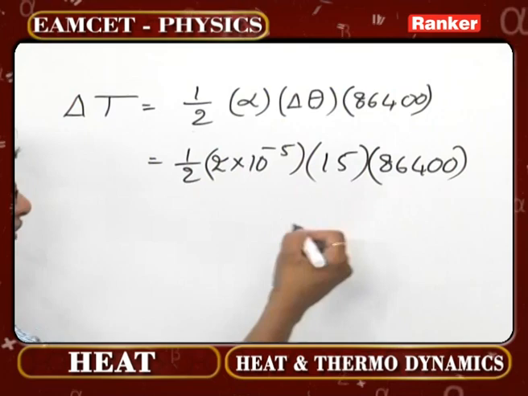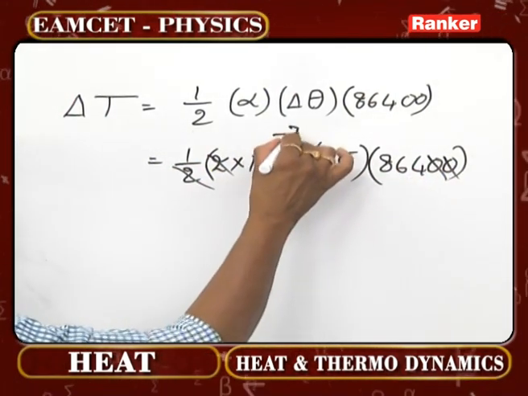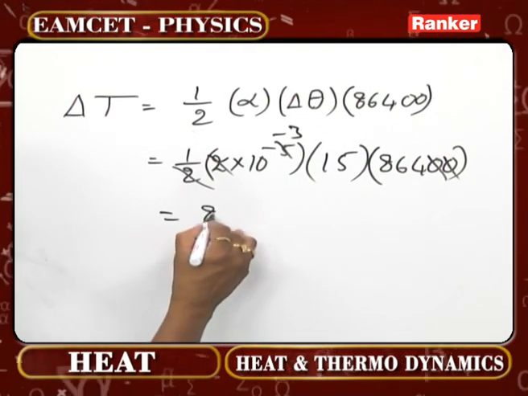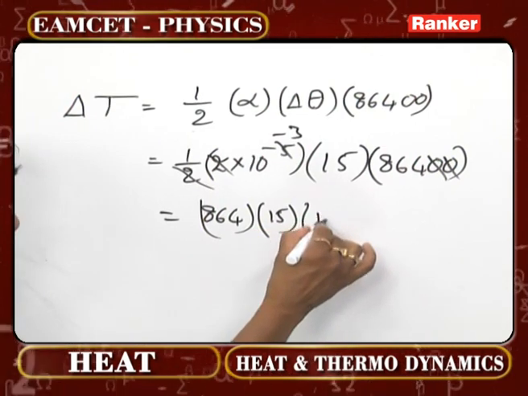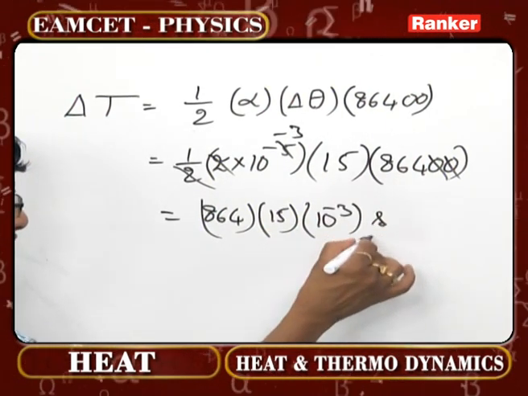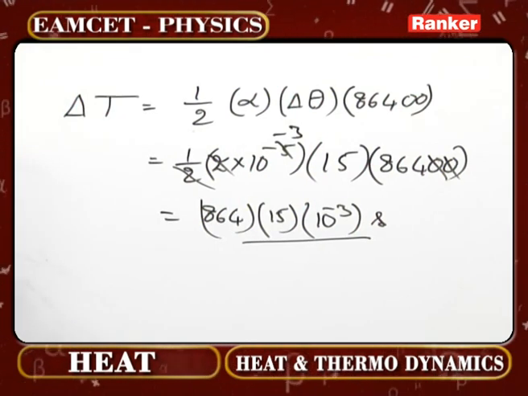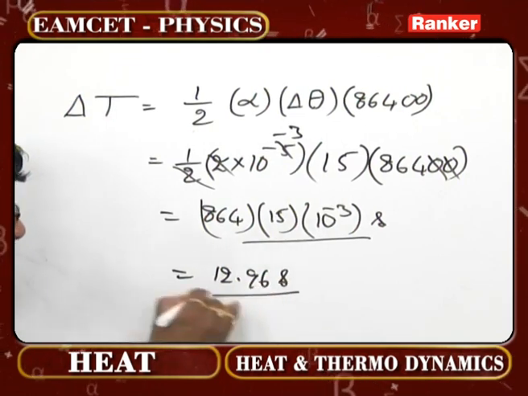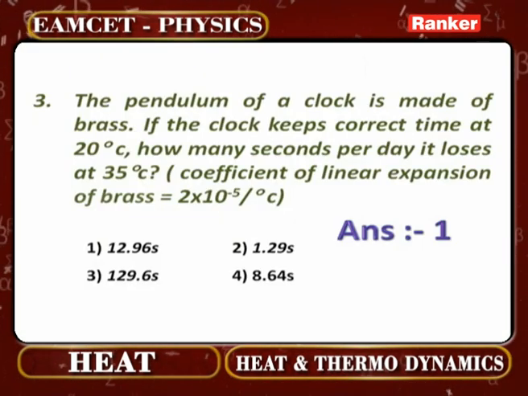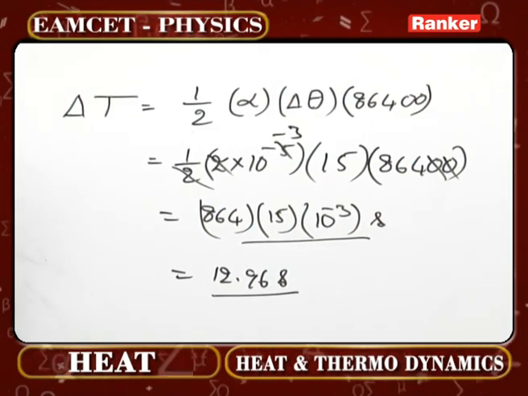Into 86,400. Exactly, the 2 gets cancelled, 2 zeros you can cut, so 10 to the power minus 3 times. Now you will be getting 864 into 15, into 10 power minus 3, so many seconds. If you simplify the whole thing, you will be getting exactly 12.96 seconds. That means no doubt 12.96 seconds is the variation.